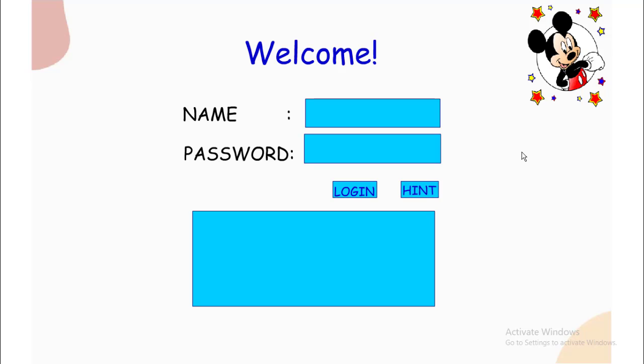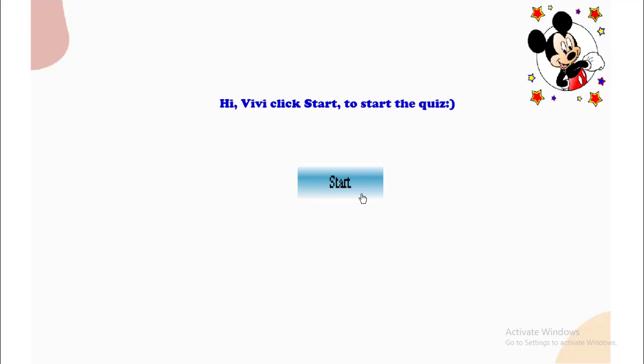Okay, Minnie, Mickey, and friends, welcome to the quiz page. First, enter our name here. My name is Vivi. Because we do not know the password, we click the hint button. And now we know the password. Enter the password here, and then we click the login button. Click the start button to start the quiz.